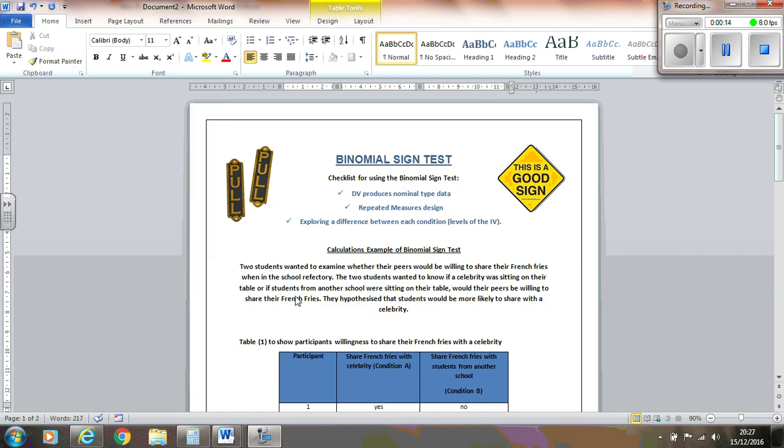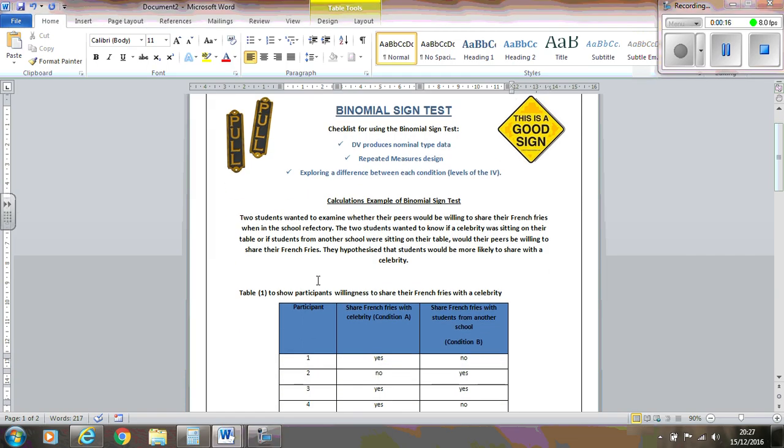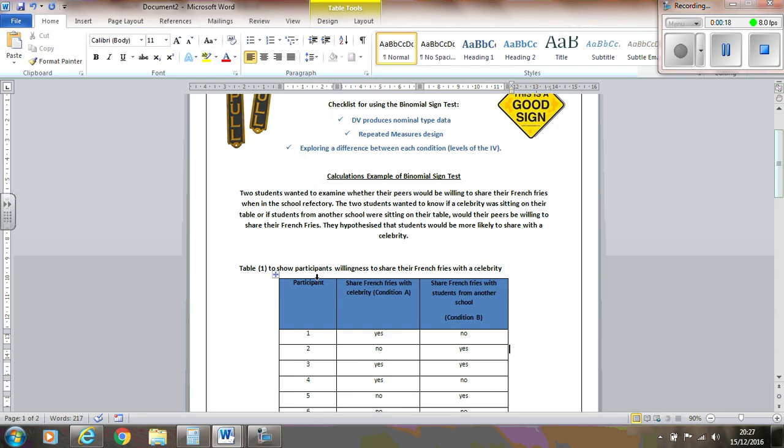We've got a situation here where two students want to examine whether their peers will be willing to share their french fries in a school refectory. They want to know if a celebrity was sitting at the table, would they share a french fry? And if there was somebody from another school sitting at the table, would they share their french fry? So they basically said, would you share a french fry with a celebrity? They said yes or no. And with someone from the school, they said yes or no.